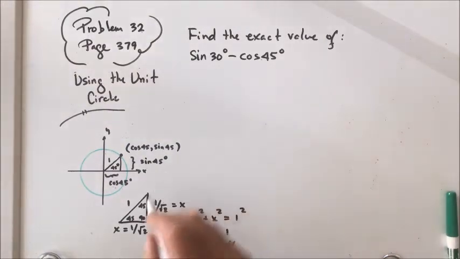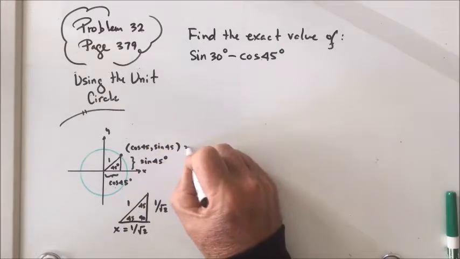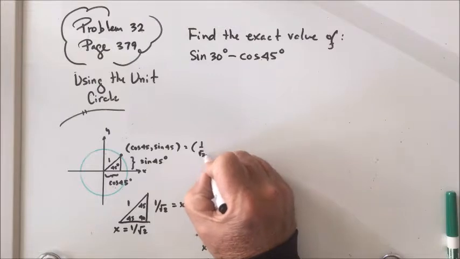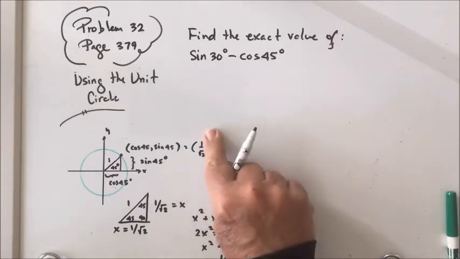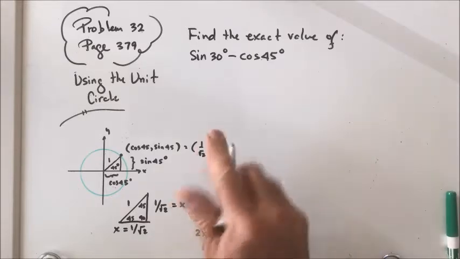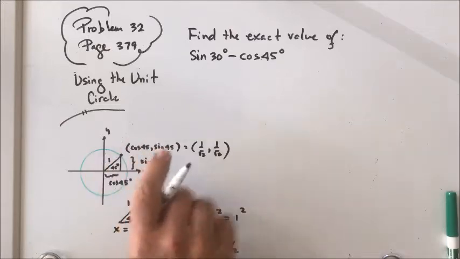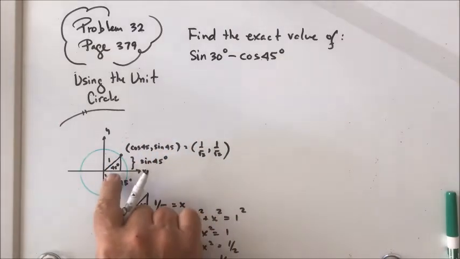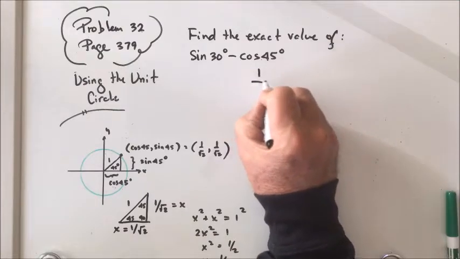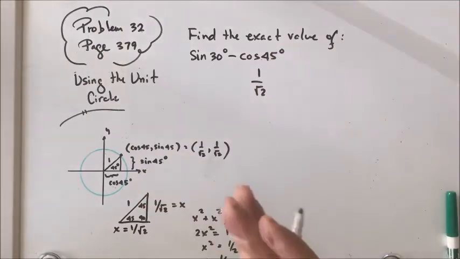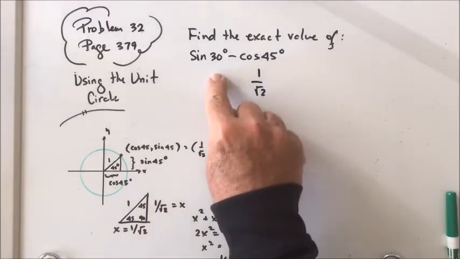So if that's the case, at 45 degrees, this becomes, I'm sorry, this is an ordered pair, so it's 1 over root 2, 1 over root 2. The sine of 45 degrees and the cosine of 45 degrees are both 1 over root 2. So I'm just going to write 1 over root 2 right up here. And now I'm going to go to work on what the sine of 30 is.